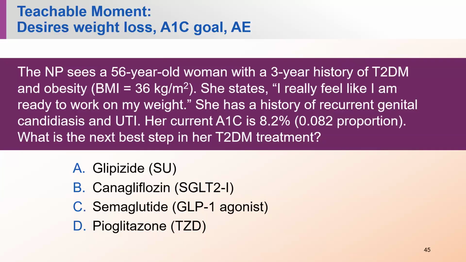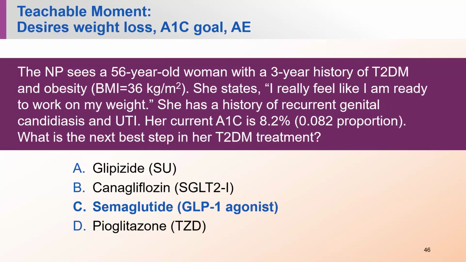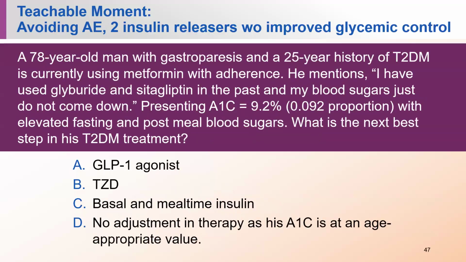C, semaglutide, a GLP-1 agonist. Yeah, that's the best answer because that will give her the most weight loss. Plus, she's verbalizing that she feels like she's ready to work on her weight. And there's nothing mentioned here about insurance, so you would consider that. And then pioglitazone, a TZD, it's not going to help with the weight. It could help with the A1C. It's not contraindicated in genital candidiasis or UTI, but it's not the best choice. So C is the best answer here.